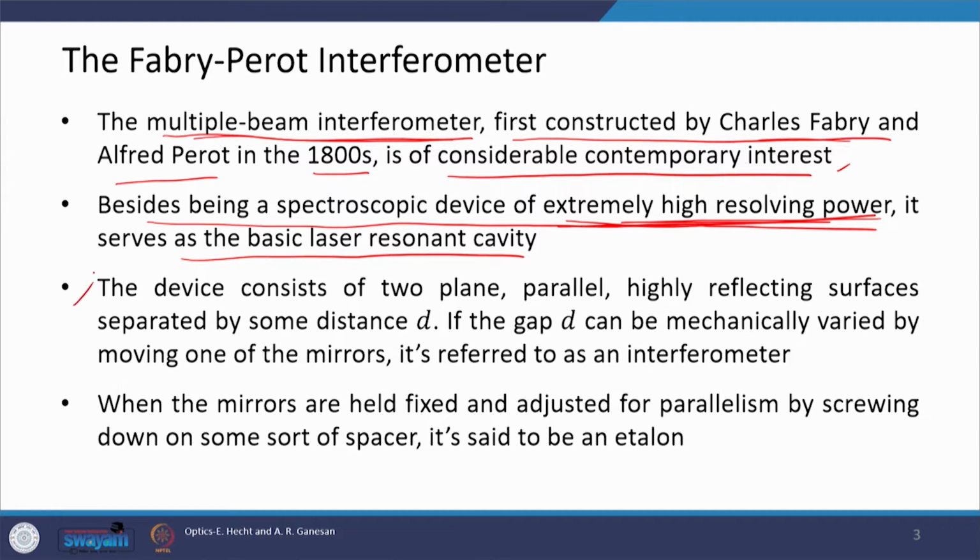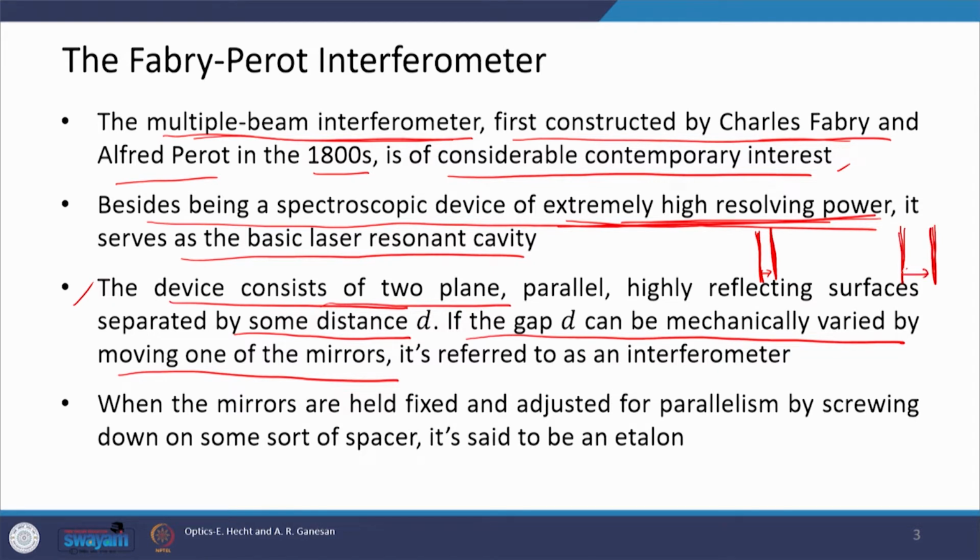Now, the third point in the introduction of the Fabry-Perot interferometer is that the device consists of two parallel planes. As we saw in the thin film interferometer, there was one film bounded by its interfaces. Here the Fabry-Perot interferometer consists of two planes which are made highly reflecting, and these planes are separated by a certain distance d. If the gap d can be mechanically varied by moving one of the mirrors, like suppose we have two mirrors separated by distance d, and I fix a micrometer on the back of one of the surfaces so that d can be varied, and we are able to vary the separation between the two mirrors, then it is referred to as an interferometer.